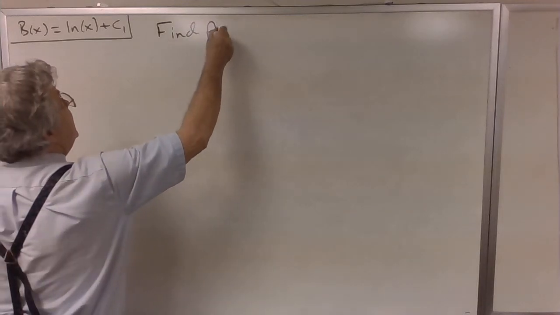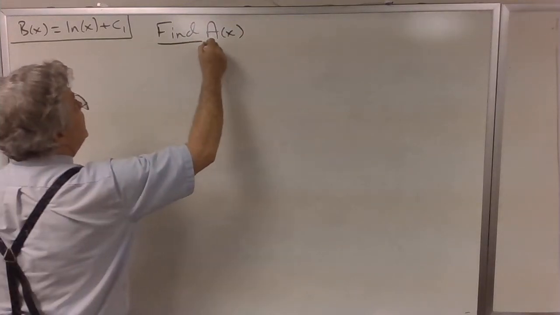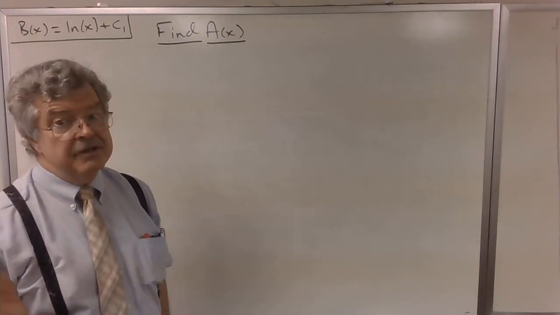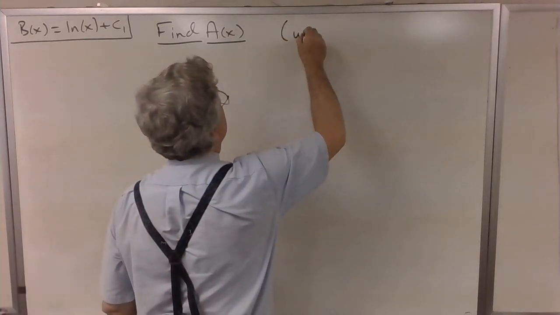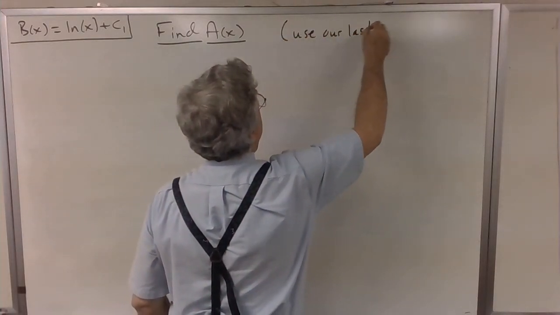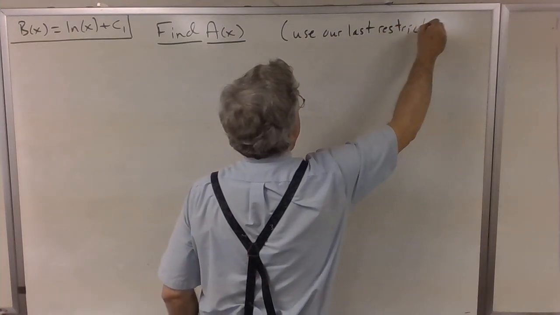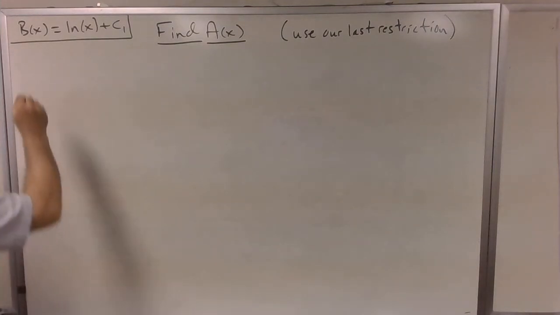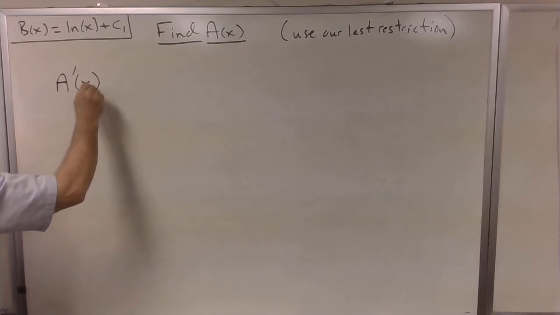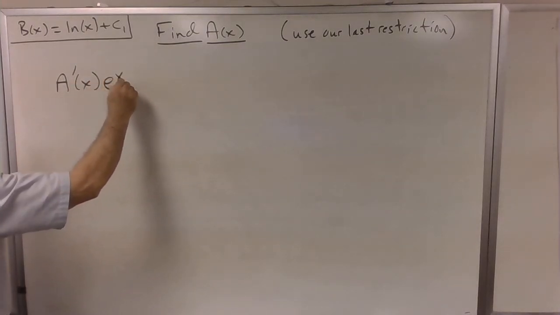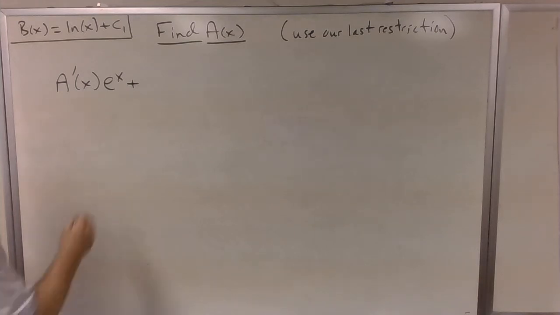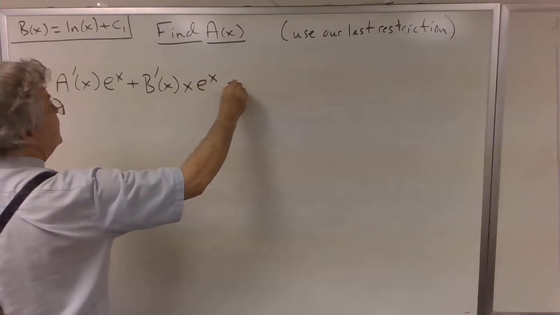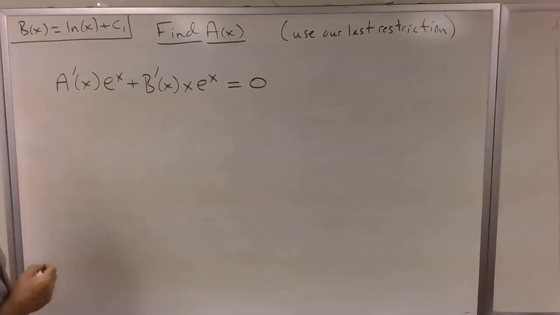Find a of x. And one way that we can do this, probably the easiest way, is to use our restriction. And what was that restriction? Let's see. A prime of x, e to the x, plus b prime of x, x e to the x equals 0. That's our restriction.